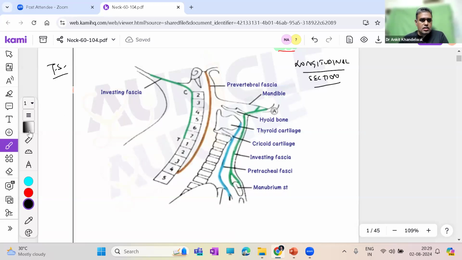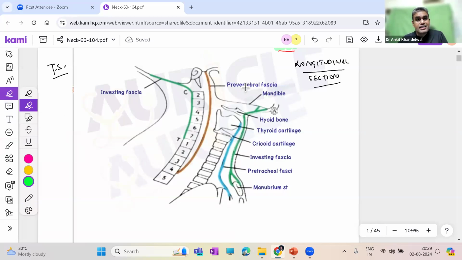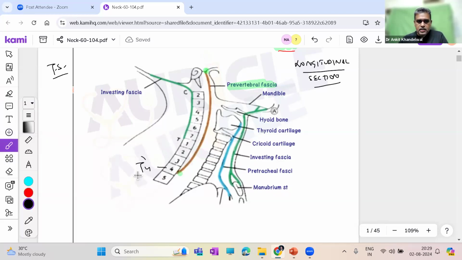So, okay, let us see one by one over here. Let us understand one by one. We have the prevertebral fascia. You can see from where to where it is coming longitudinally. From here, it is going down to the thoracic vertebrae, up till T4. Which vertebra? T4.